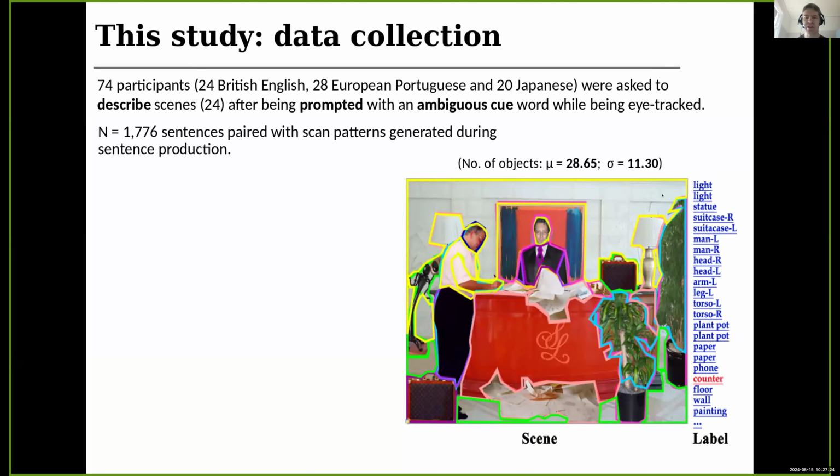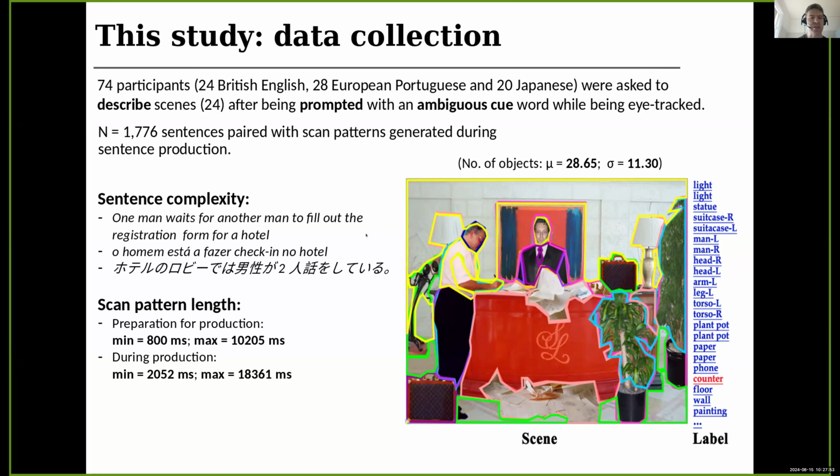Obviously, we also had to segment the images into regions. So here you can see the regions for the example picture that I've used, because the scan patterns are coded in terms of these regions here: paper, plant pot, torso, leg, head, and so on. And then if the fixation was within the region, then that's the region that we used for the scan pattern.